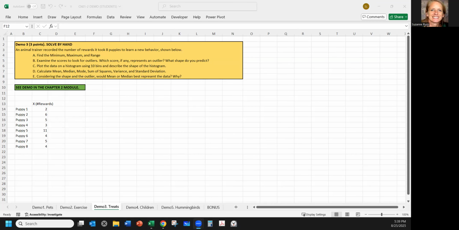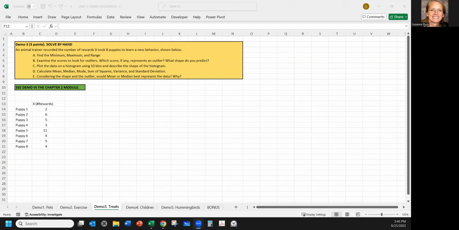Hello, this is going to be a little demo of problem 3, or a similar problem to problem 3 in your evaluation assignments. The scenario is that an animal trainer recorded the number of rewards it took 8 puppies to learn a new behavior, shown below.